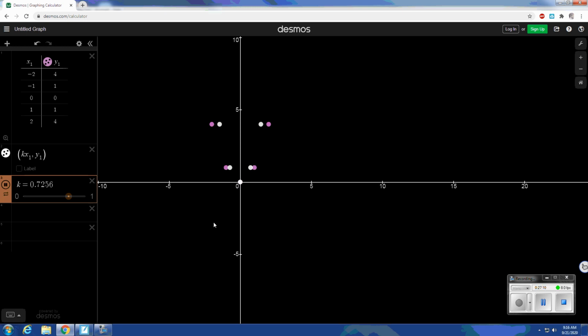So you can see that occurring now. So when k is between 0 and 1, I'm going to get a compression by that factor. Okay? So again, horizontal, I'm just going to multiply the x. If I want to do a vertical compression, we're going to multiply the y by a number between 0 and 1. And when I play through this, you'll see that they get squished towards the x-axis. So you can see these things are being compressed down.